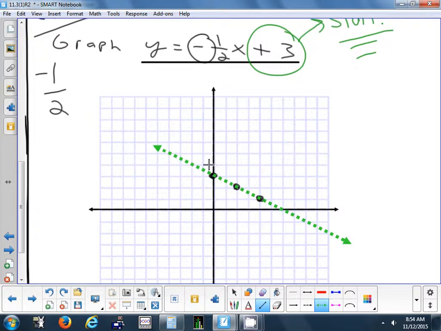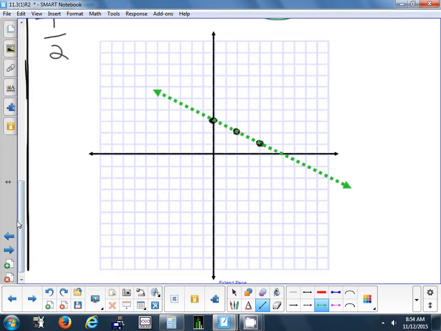All right, so we have a negative slope. Treat the top as if it's negative and the bottom is still positive. Only apply that negative to the top. Because if I did it the other way, if I went down 1, left 2, I'm still going to have a positive slope. I don't want that. Everybody's good with this? Yes? Okay.